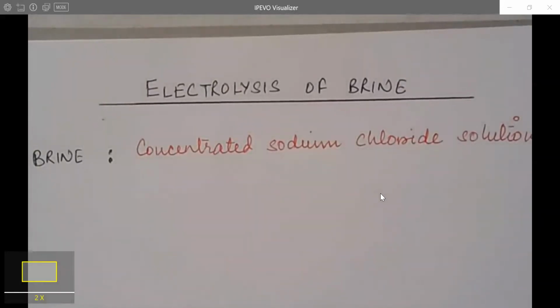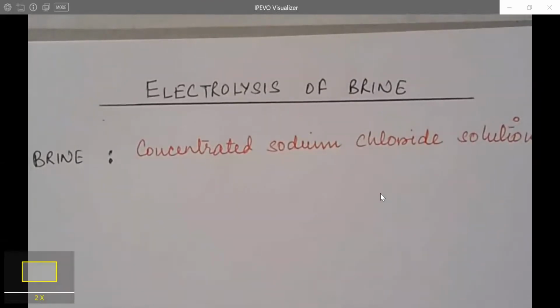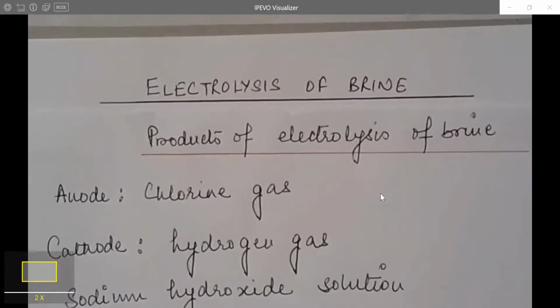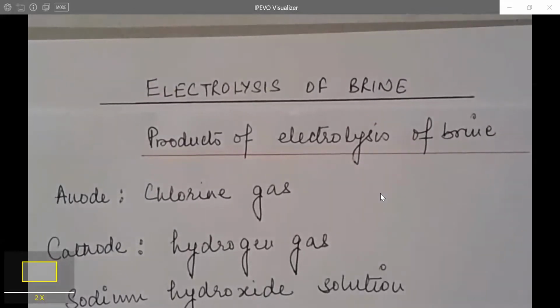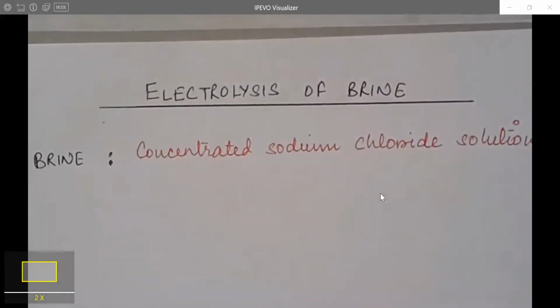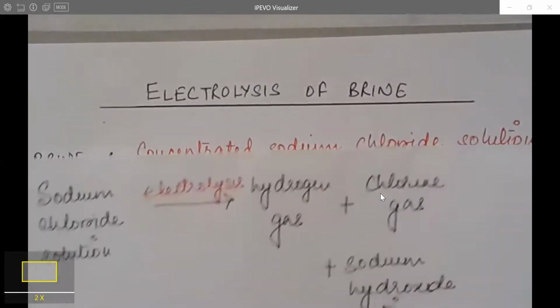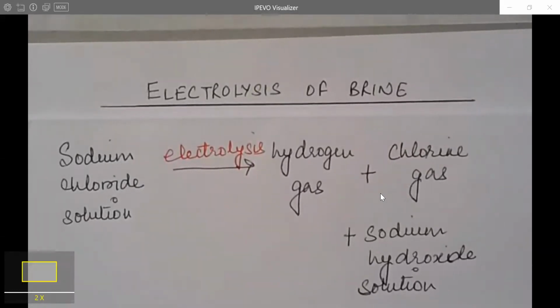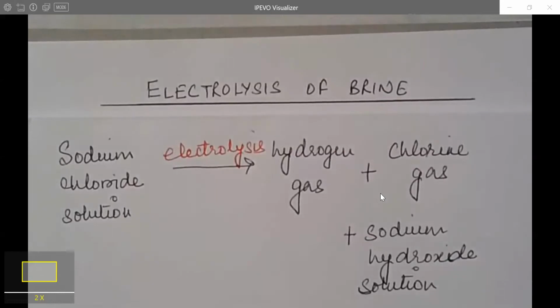When brine is electrolyzed, we get three different products. We get chlorine gas produced at the anode, hydrogen gas at the cathode, and sodium hydroxide solution as well. Therefore, the overall reaction for this electrolysis can be written down as the one you're seeing here.